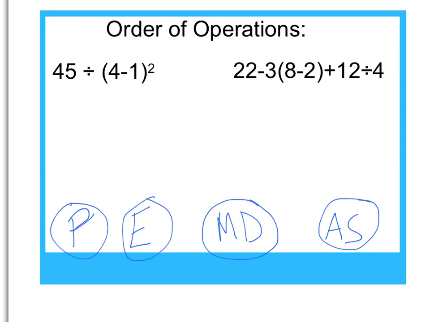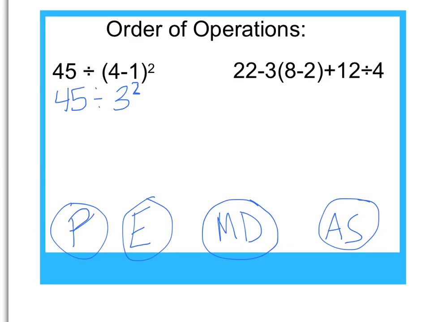Okay, so for this first problem, I'm going to do the parentheses first. In other words, I'm going to get whatever numbers are inside the parentheses down to just one number so I can get rid of the parentheses. So I'm going to take 4 minus 1, which is 3. I like to rewrite my entire problem and do one thing at a time.